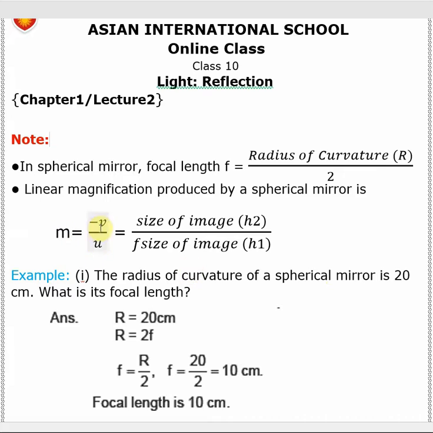The formula is m = -v/u. That means magnification equals minus the image distance by the object distance. Remember, for a mirror you have this minus sign. For a lens you don't have this minus sign. For a lens it is only v/u, and it is also equal to the height of the image by the height of the object. That means the ratio between the image and the object height is also the value of m.